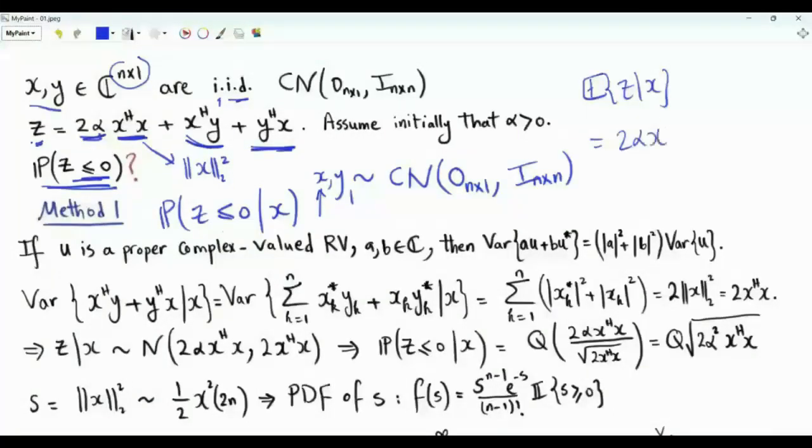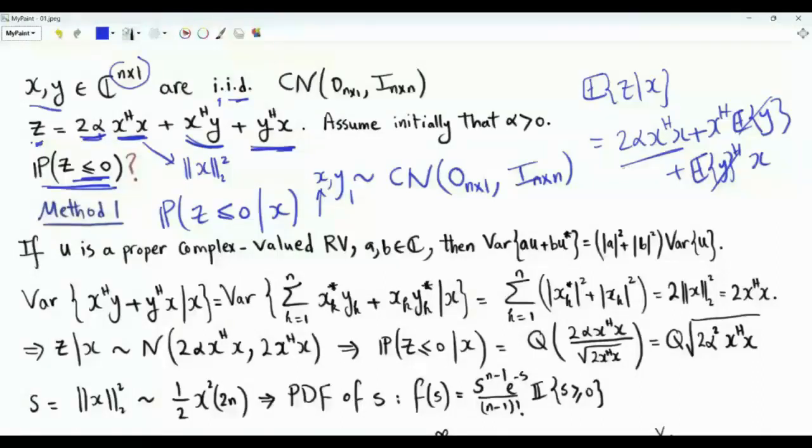Well, the first term, 2 alpha X Hermitian X, is now a constant. X is treated as a constant, so the expectation of X Hermitian Y is X Hermitian the expectation of Y given X, and Y and X are independent. That's just the expectation of Y. And the other term is the expectation of Y Hermitian times X. Y is an all zero vector, so these guys are equal to zero. The expectation of Z given X is 2 alpha X Hermitian X.